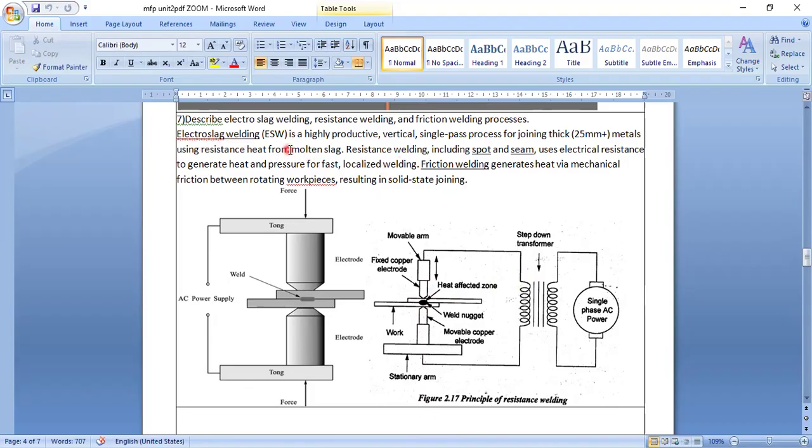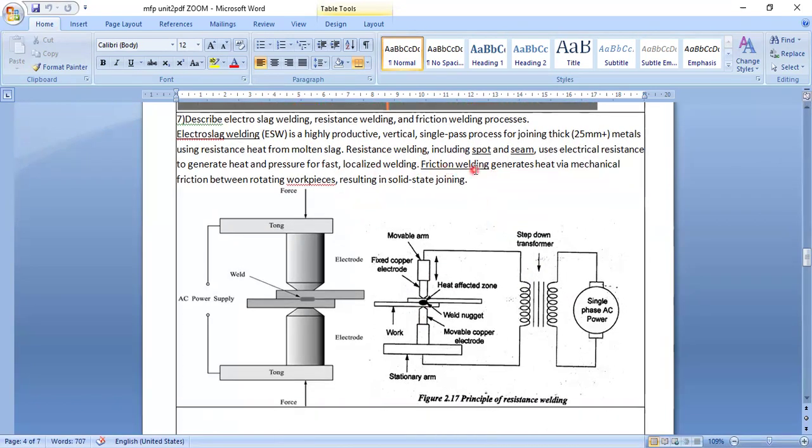So electroslag welding is a highly productive vertical single pass process joining thickness of 25 mm. So 25 mm means 2.5 centimeters, about 3 centimeters, are welded here using resistance heat from molten slag. So you can see molten slag also.